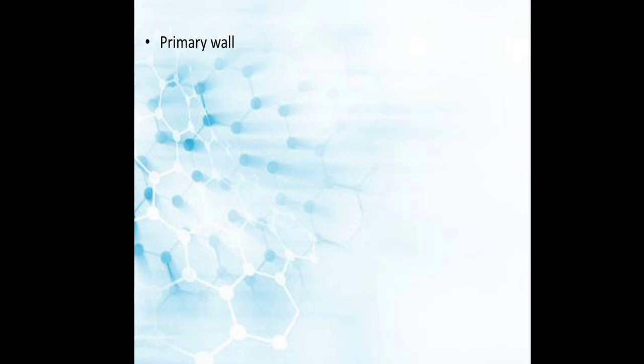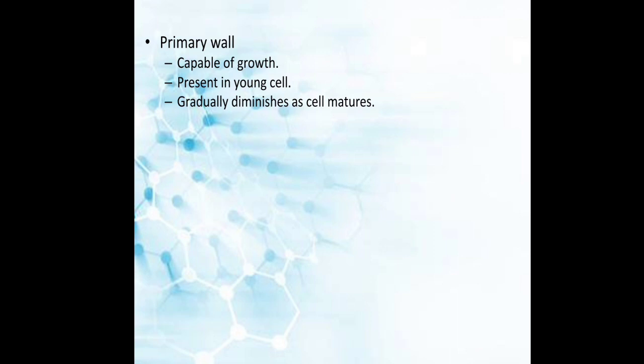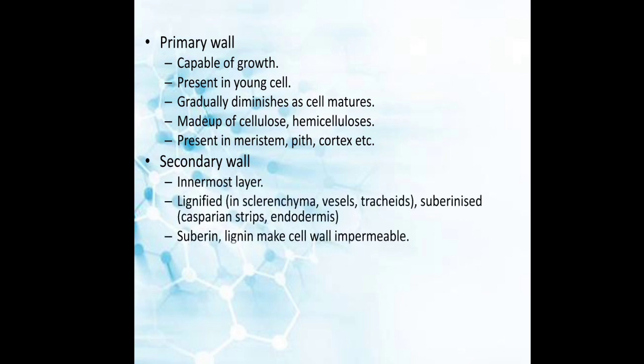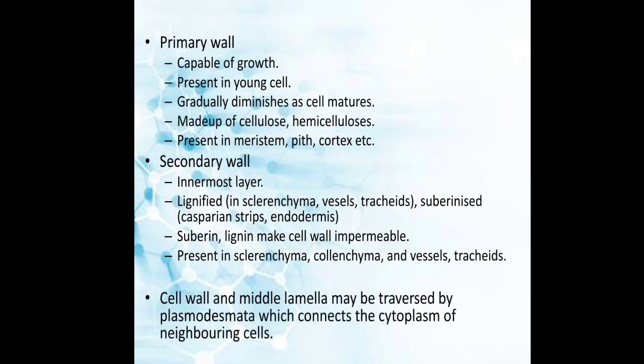Next we move on to our primary cell wall. Now this primary cell wall is capable of growth. They are mainly present in young cell and they gradually diminish as the cell matures. They are mainly made up of cellulose, hemicellulose, and they are present in meristem, pith and cortex.